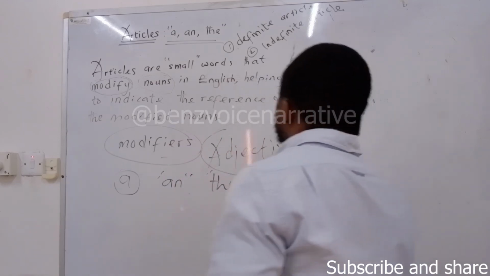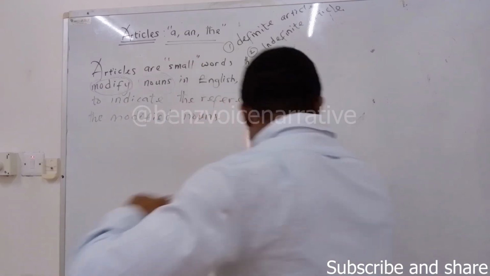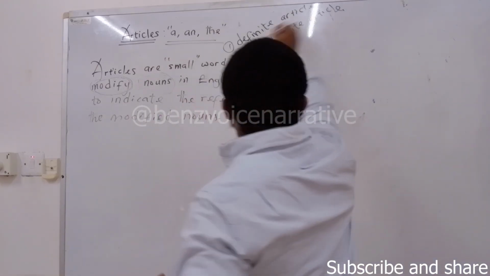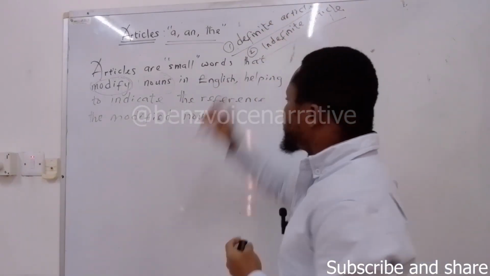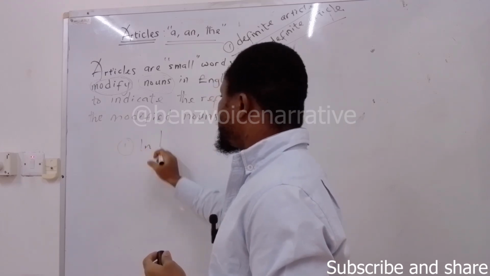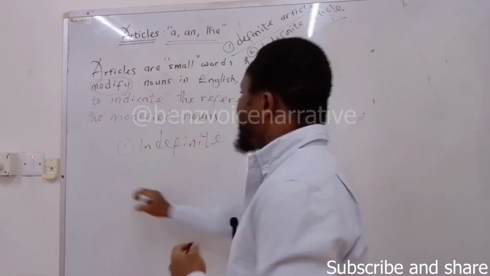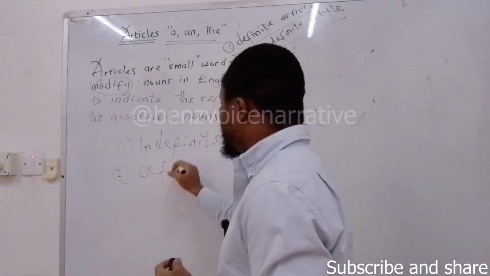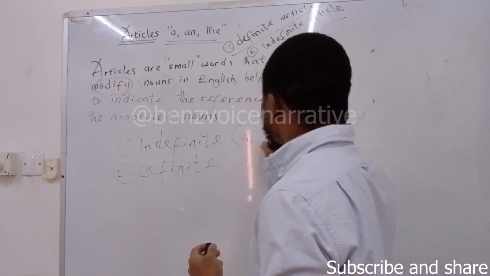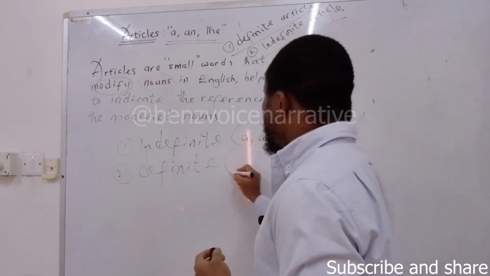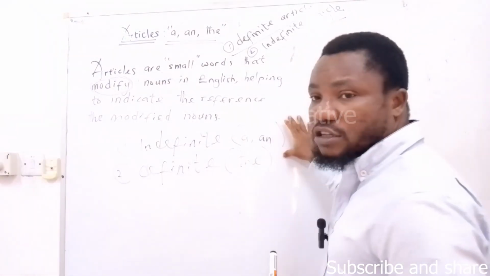In a sec, let's make the board a little clean. So, the definite article and the indefinite article. We start with the indefinite article and the definite article. The first, indefinite. You might want to start with definite, it doesn't matter. Indefinite article. And two, definite article. Now, the indefinite articles are a and an, these two. The definite, we have the. Now, let's start with indefinite articles.